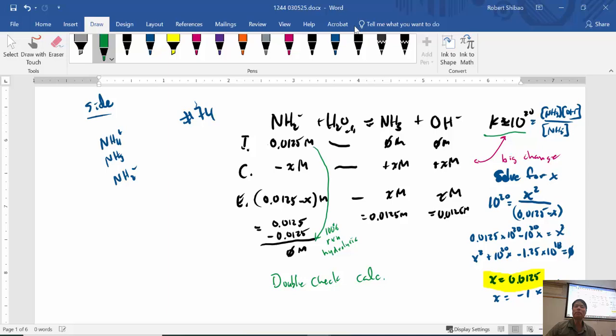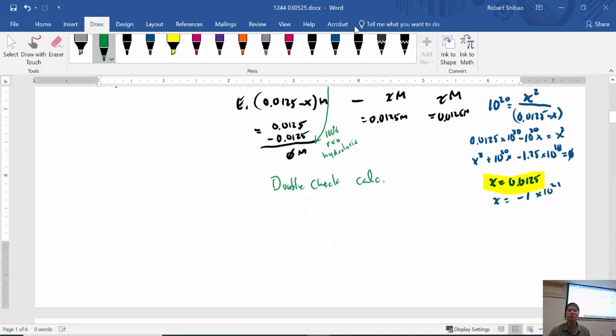And we double check our calc by plugging the equilibrium concentrations back into the K expression. So K is equal to the ammonia concentration, 0.0125, times our hydroxide concentration, which is also 0.0125. So it's 0.0125 squared divided by our amide concentration, which is 0. And so what does that give us? Undefined. This approaches infinity. So K is, well, we're just going to say K is equal to infinity.